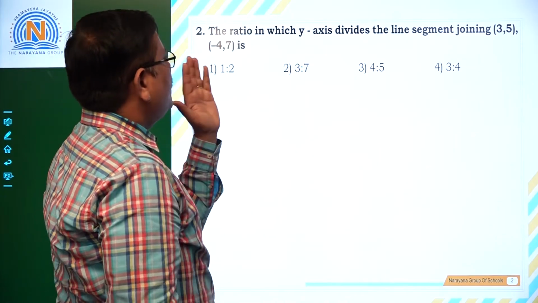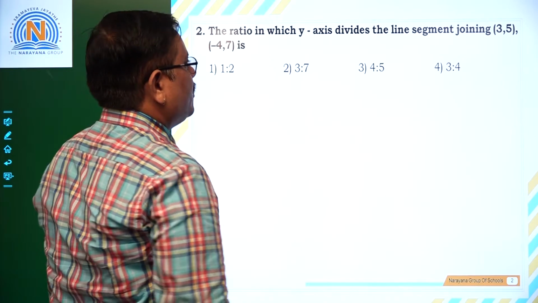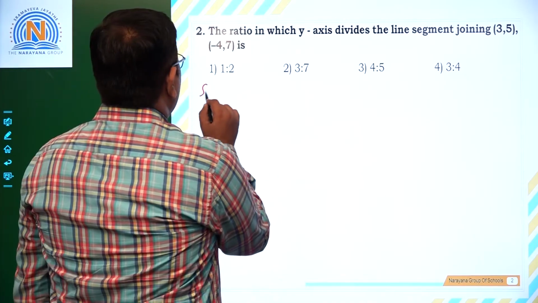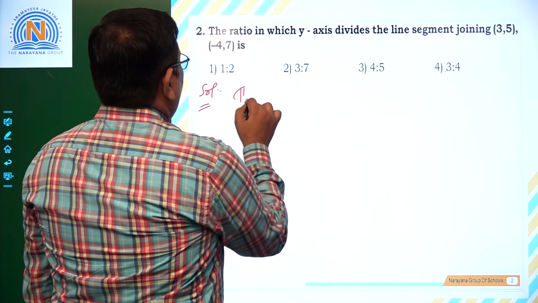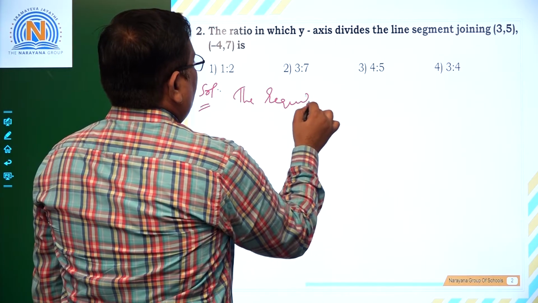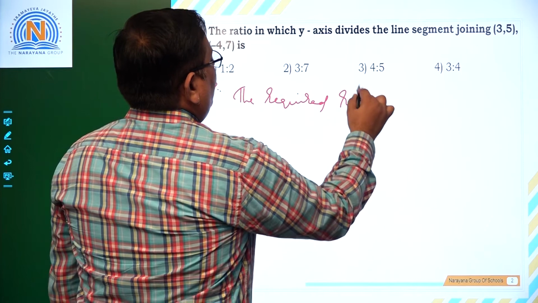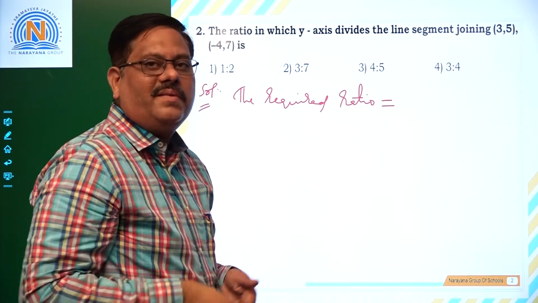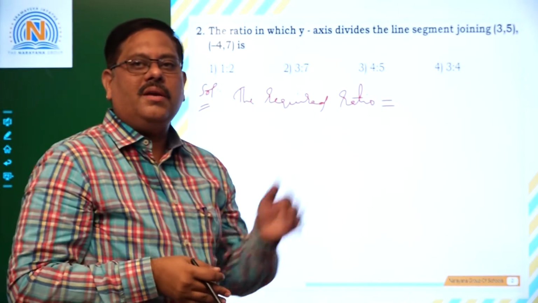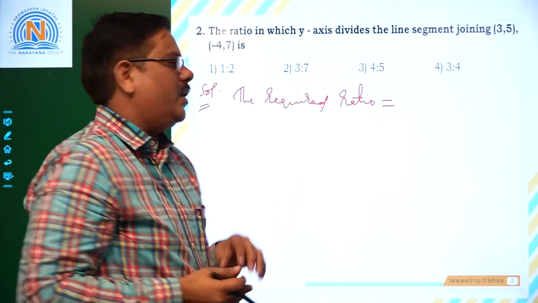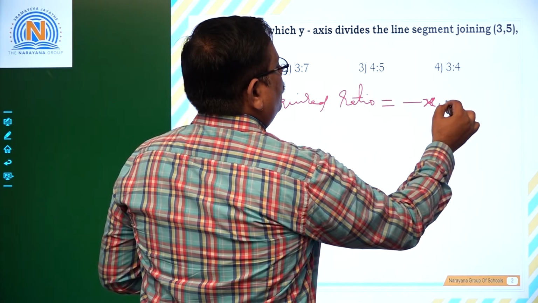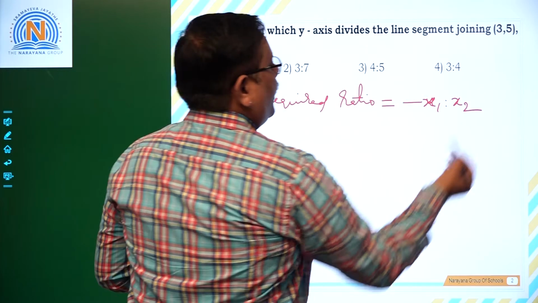The ratio in which y-axis divides the line segment joining (3, 5) and (-4, 7). Here also, let me write the required ratio. What is the required ratio? The ratio in which y-axis divides the line segment joining A(x1, y1) and B(x2, y2) is given by -x1 : x2.